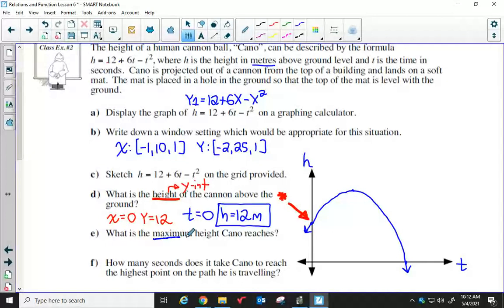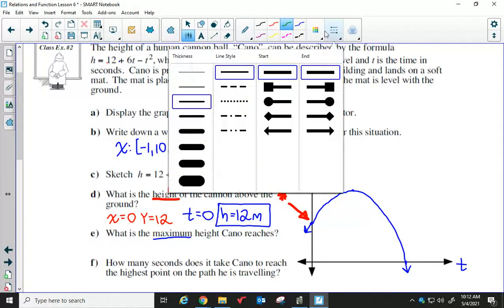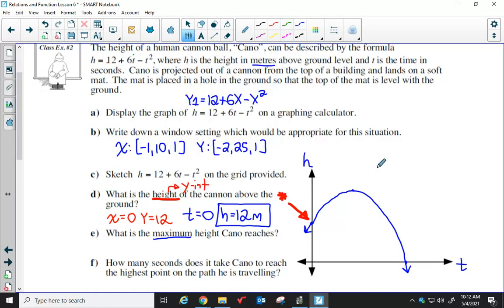Okay, now it says what's the maximum height they reach? There's actually another feature on the calculator we can use to do this. So the maximum height is going to be at the very top of the curve. Okay, this is the maximum.